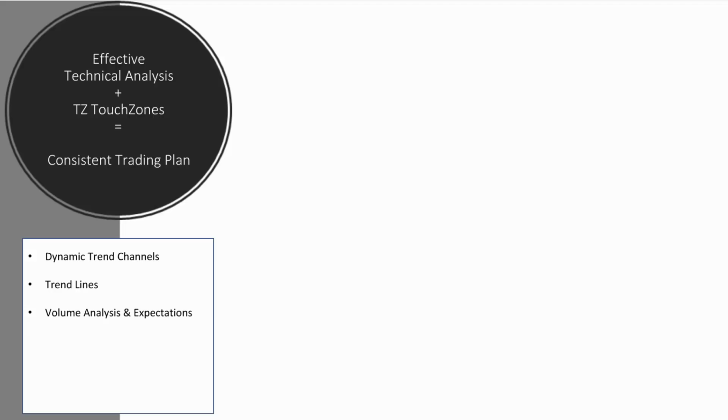We use dynamic trend channels, trend lines, volume analysis and expectations, range analysis and expectations, accumulated delta and divergence, and order flow at its simplest form. I don't know about you, but when I first started learning order flow, I could not wrap my head around it. We have taken order flow and put it into a simple, easy to read formula on the chart.